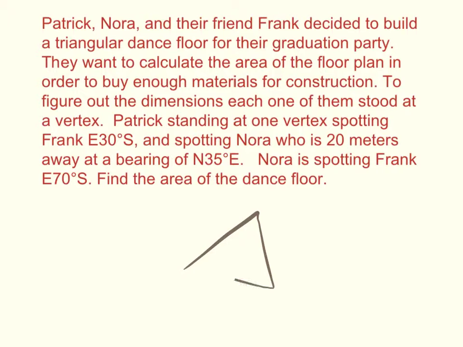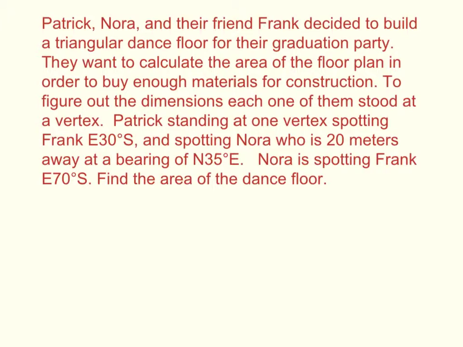I'm just going to illustrate the triangle over here so that I can talk to you about the next sentences. But we're not going to draw our accurate picture yet. I'm just trying to show you what the next sentences will mean. To figure out the dimensions, each one of the three people stood at a vertex. So a vertex is right there, another vertex is right here, another vertex is right here. So those are vertices right there. Alright, let's try to draw based on the following sentences.